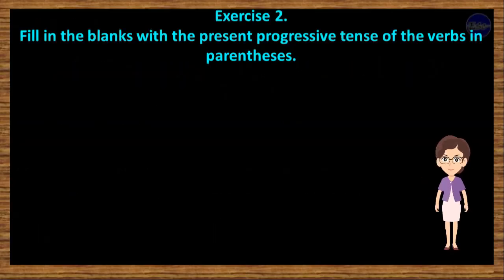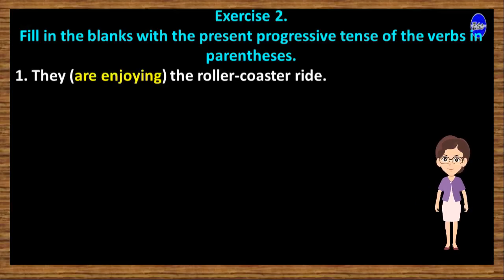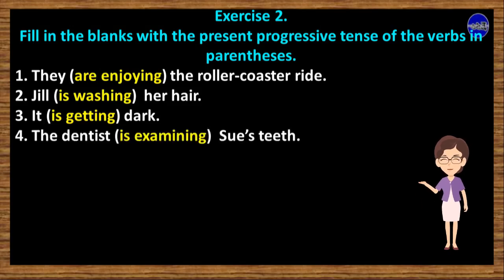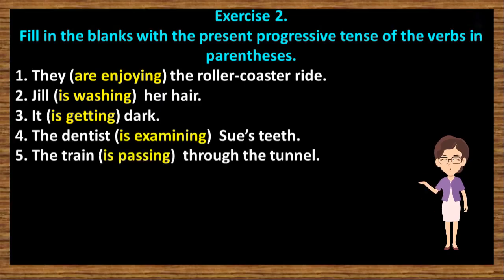Exercise 2. Fill in the blanks with the present progressive tense of the verbs in parentheses. 1. They are enjoying the roller coaster ride. 2. Jill is washing her hair. 3. It is getting dark. 4. The dentist is examining Sue's teeth. 5. The train is passing through the tunnel.